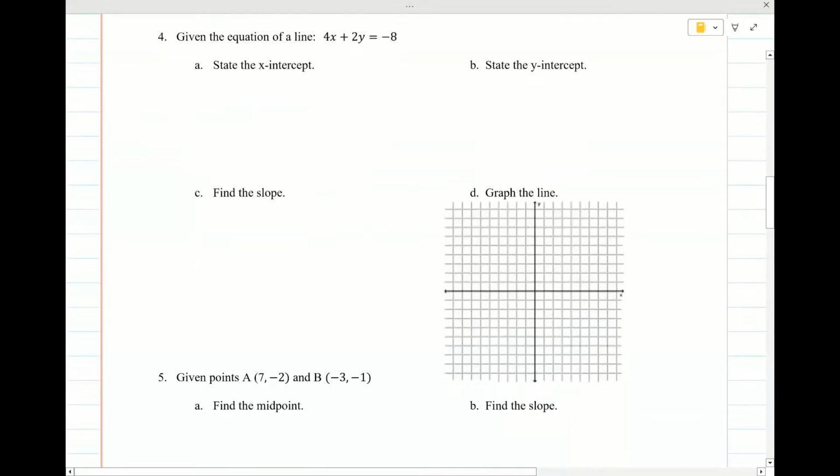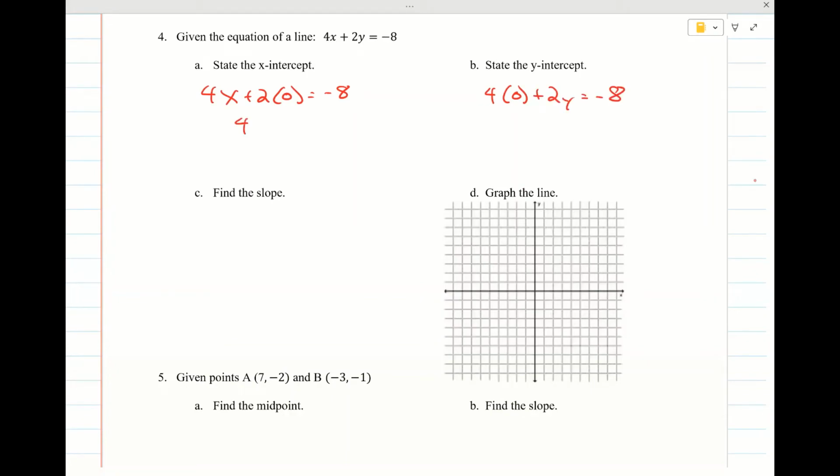For number 4, to get the x-intercept, we make y equal to 0. And to get the y-intercept, we make x equal to 0. Finishing these up, we get 4x is negative 8, so x is negative 2. Label it. And 2y is negative 8, so y would be negative 4. We can go ahead and connect our points.